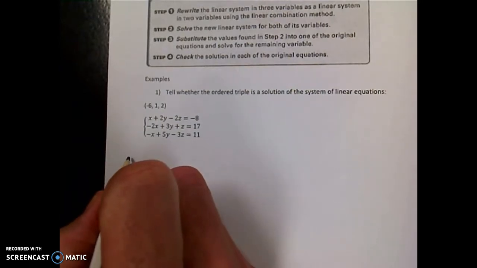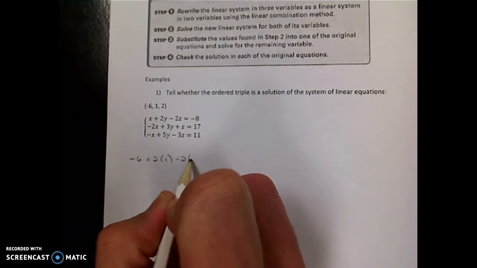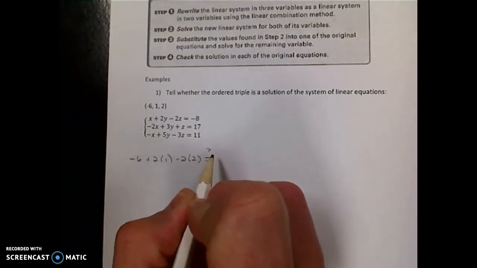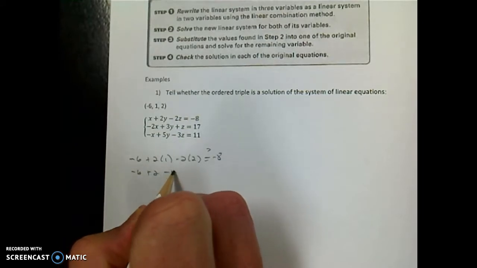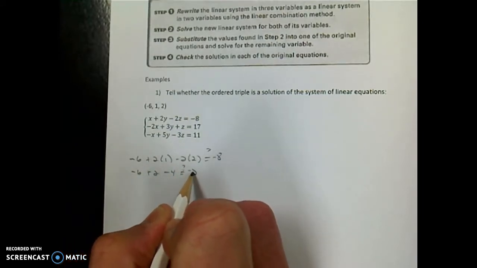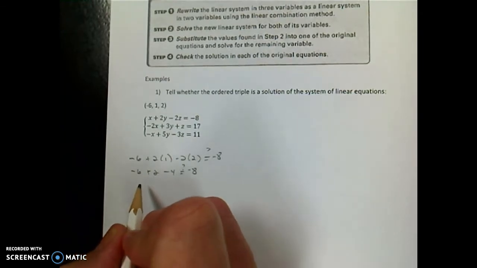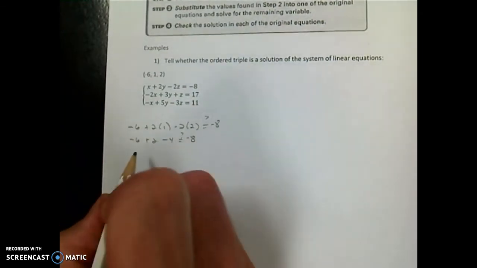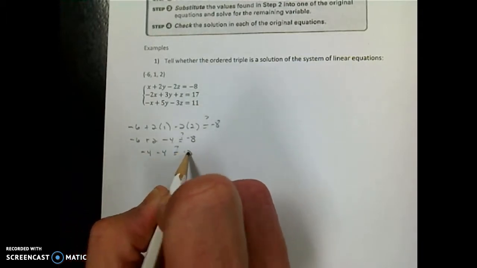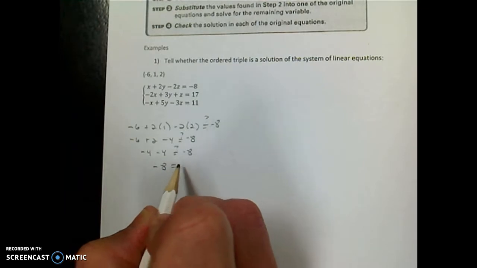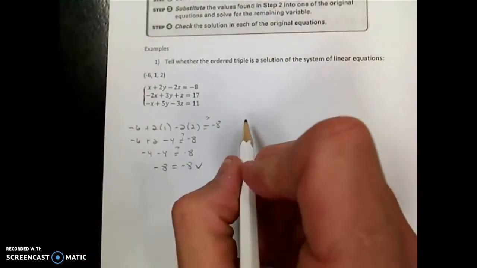So what's that going to look like? Negative 6 plus 2 times 1 minus 2 times 2. We're checking to see if that's equal to negative 8. Negative 6 plus 2 minus 4. Order of operations says all the addition and subtraction in order from left to right. So negative 4 minus 4, well, that's negative 8. And so our first equation checks out. Let's do the next one.